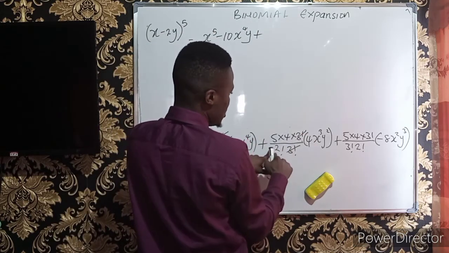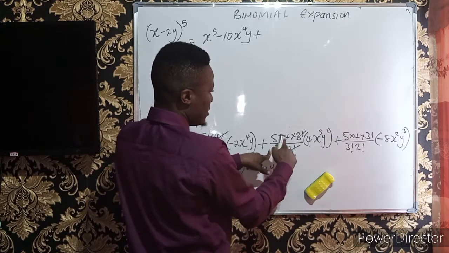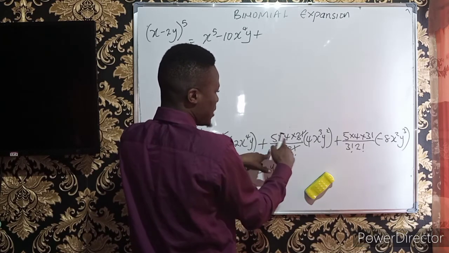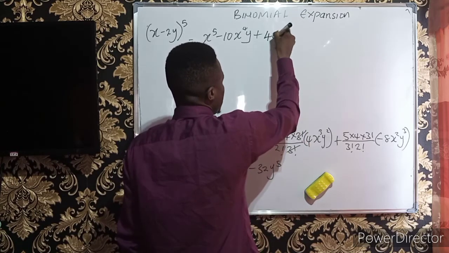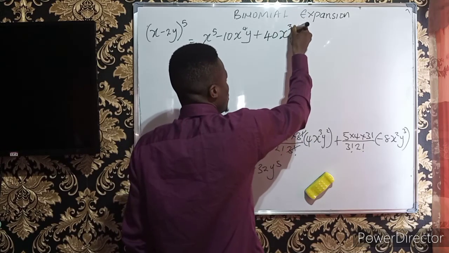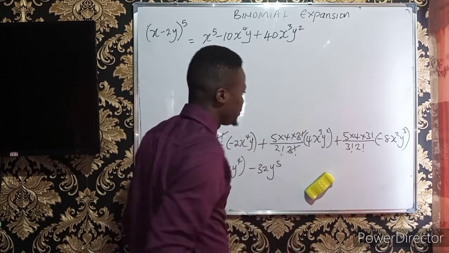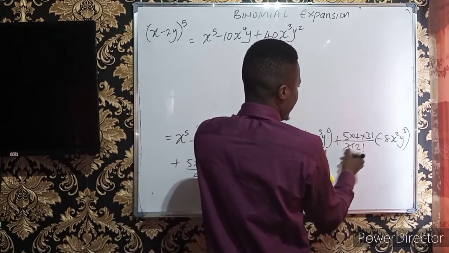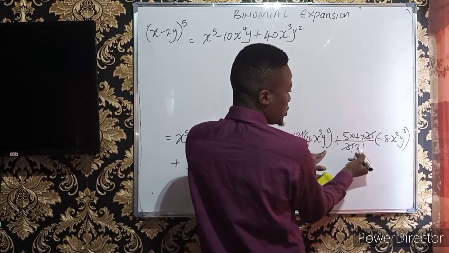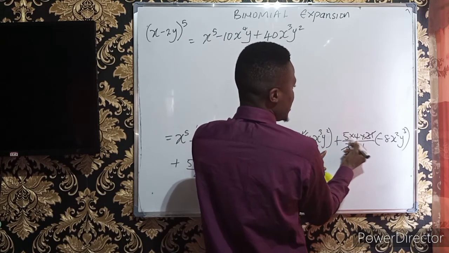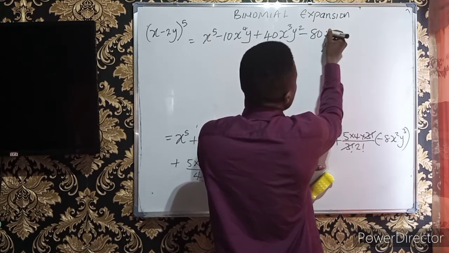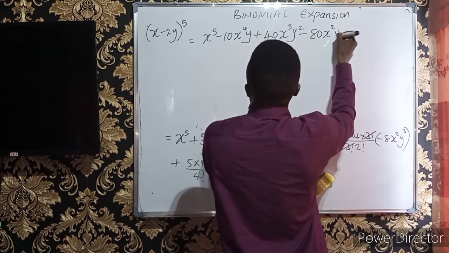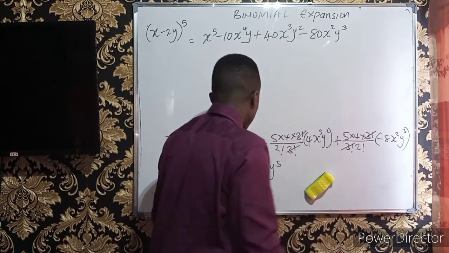plus, coming here, this cancels out. 2 factorial is 2. When I divide 4 by 2, I have 2. So 5 times 2 is 10. 10 times 4 is 40. So I have 40x cubed y squared. The same thing, 3 factorial cancels out. 4 divided by 2 is 2. 2 times 5 is 10. 10 times −8 is −80x squared y cubed.